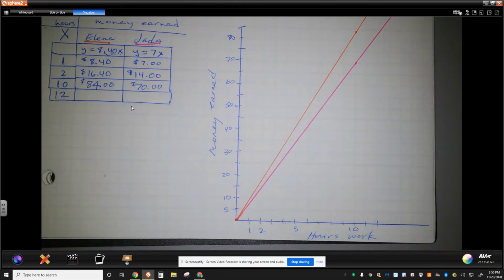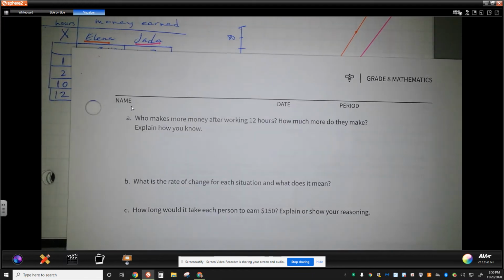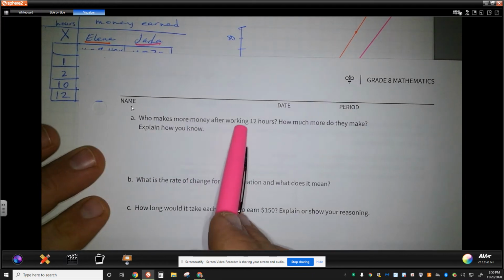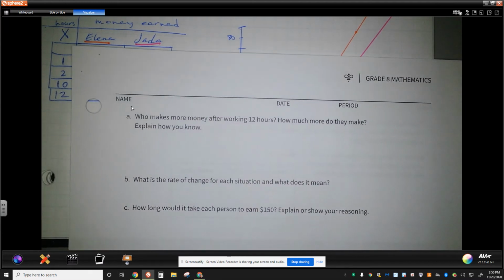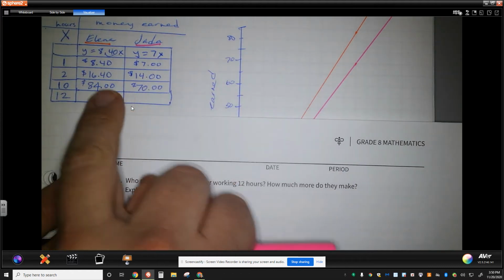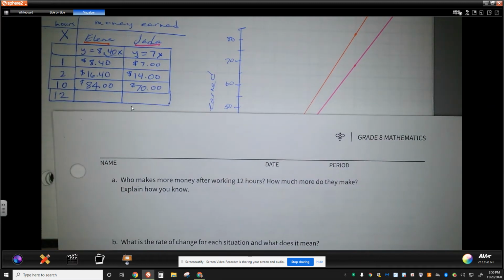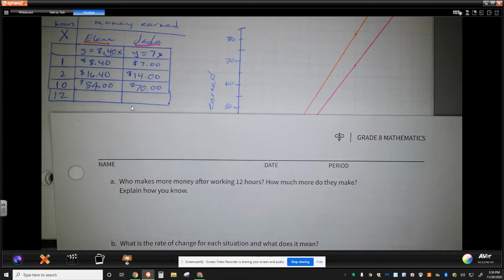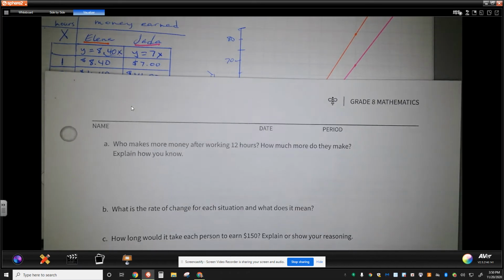But the question is not that. The question is, how much money did each of them make? Explain who made more money after working for 12 hours. That's pretty obvious, Elena makes more money, but how much more money did she make? And explain how you know. You're going to have to talk about using your process for here and here. You can't just simply say she worked more hours or she earned more money. Be more specific with your information, saying that her constant of proportionality, or in this case, since we're talking about money, her constant rate is more, or is this much more money.